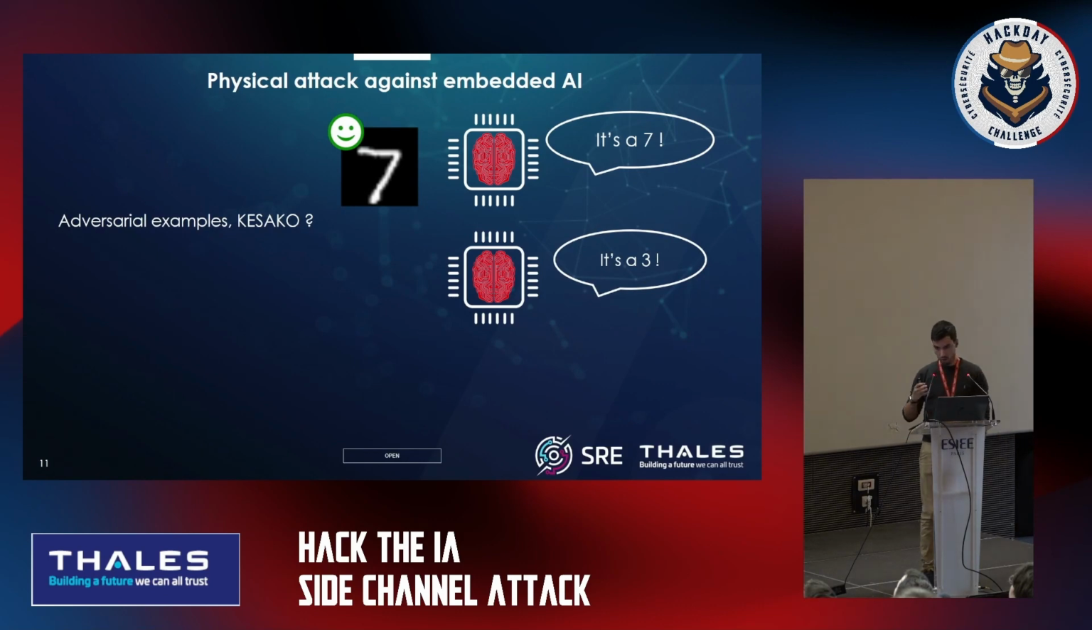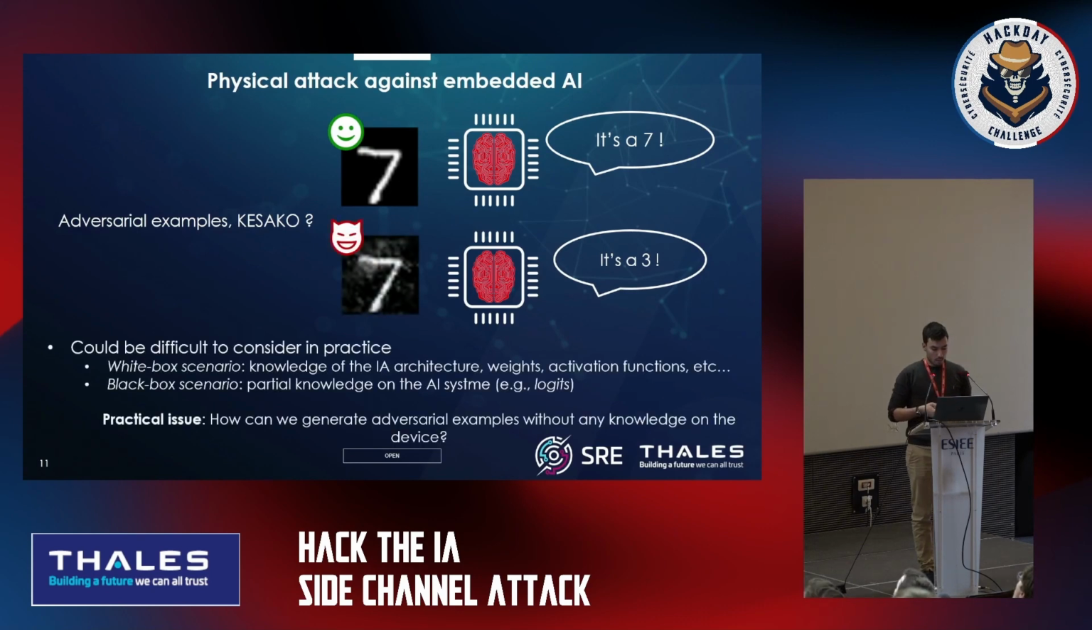So in other words, if you translate this example into a highly sensitive area, for example the biometric case, we can maybe easily bypass a security function in order to fool the biometric system. But unfortunately, in practice, generating such an adversarial example can be difficult because there are two kinds of scenario. The first one is what we call the white box scenario.